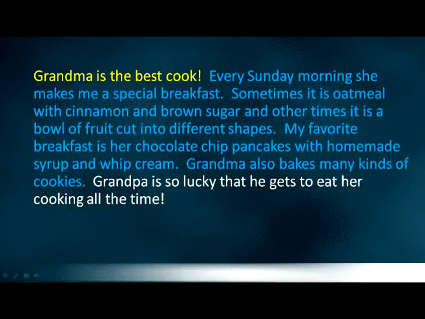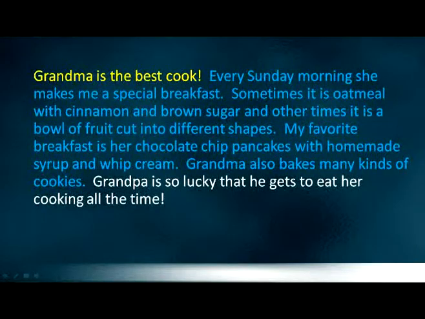Let's look at the next sentence. My favorite breakfast is her chocolate chip pancakes with homemade syrup and whipped cream. It sounds delicious. Well, definitely that is a favorite breakfast of mine. We see that Grandma makes chocolate chip pancakes, but she also makes homemade syrup and whipped cream. Those are something that you can buy in a store, so the fact that Grandma makes it does make her a good cook.